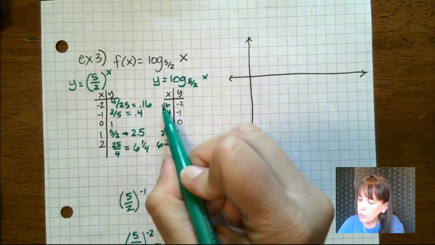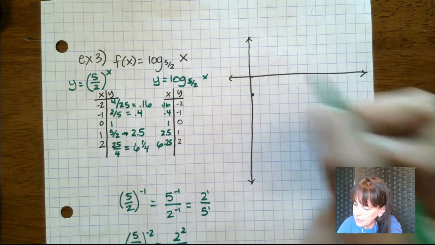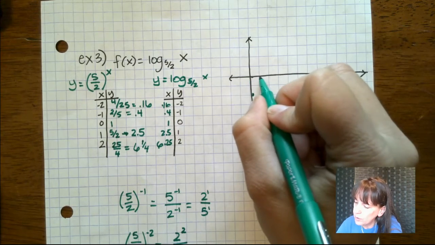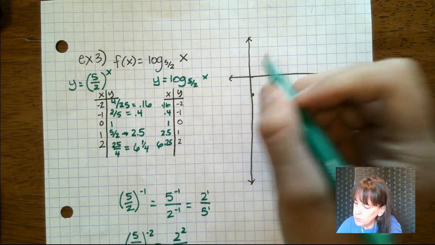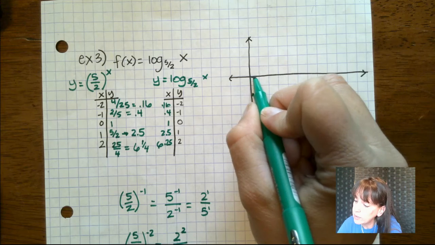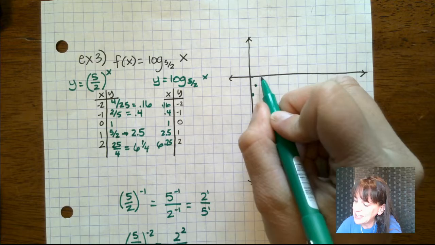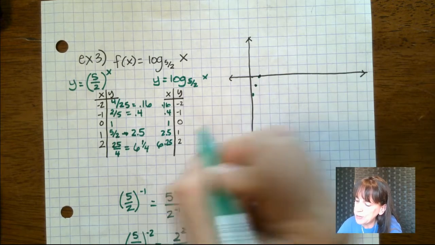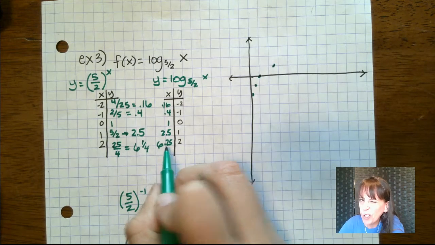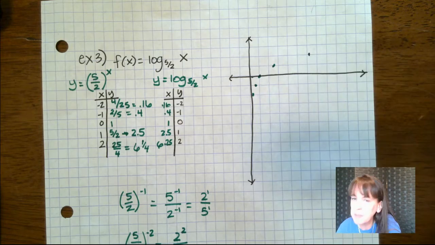We go to graph this: we go over 0.16 down -2. So over 0.16 down, that's going to be right there. Over 0.4 and down about 1... whoops, I did this wrong. I'm so sorry. Let's try that again. Over 0.4 and down -1. There we go. Okay. Over 1 down 0, over 2.5, which is right here, up 1, and over 6 1/4 and up 2. So maybe right about there.